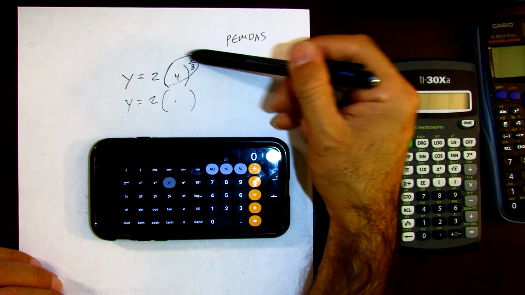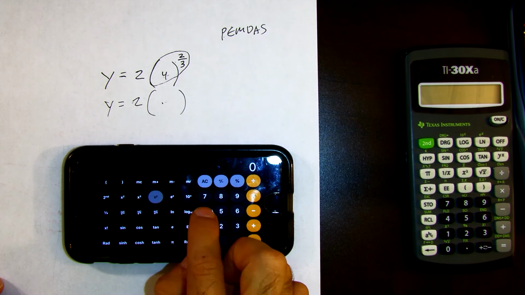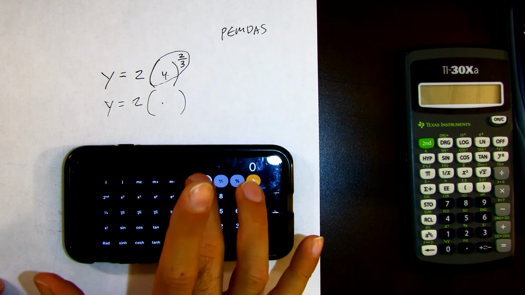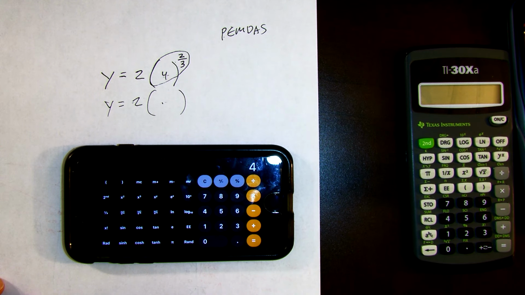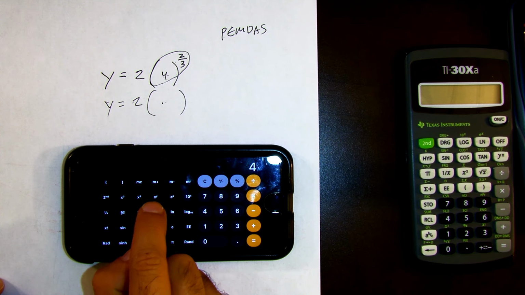Okay, so let's do it. We always put in the base first. So put in the base, 4. Well, I have to clear out. Let me get it cleared. 4. And then we're going to raise it to the power. A power of 2/3 isn't going to just allow us to put in the third power, second power. We have to do this x to the y. So we push x to the y.